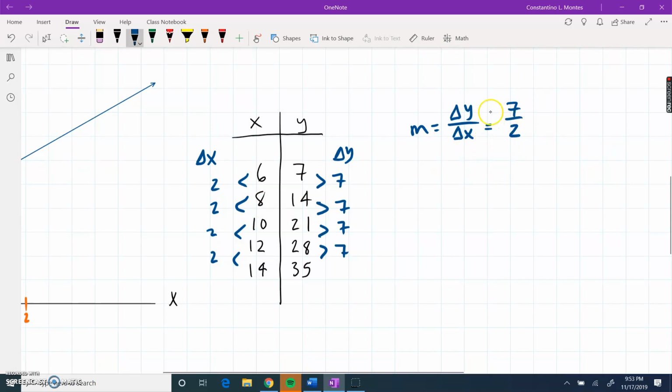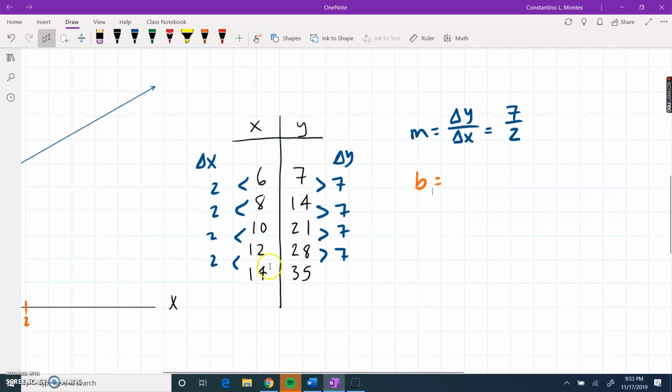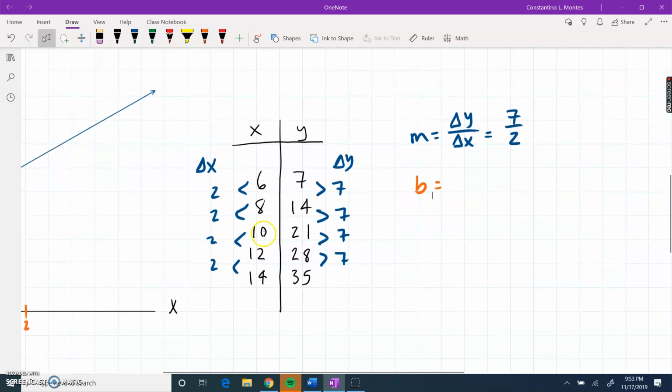The next thing we need to figure out is our b. Now the problem is, b, our y-intercept, happens when x is 0. Problem is we don't have x = 0 here. So we're going to work our way backwards to get to 0, because I know when I increase by 2 here, this is increasing by 7. So I'm going to go backwards 1. If I'm increasing by 2, I can go backwards by 2 and I get 4. If this is increasing by 7, I can go backwards by 7. So this would be 0.